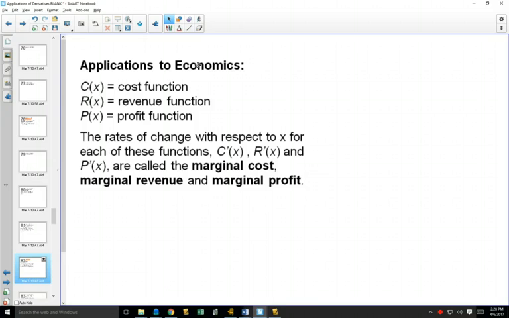Okay, so we're going to do some derivative applications to economics. Really simple, straightforward. We've got three functions. You've got a cost function, a revenue function, and a profit function. So the rates of change of each of those, the derivatives, are called the marginal cost, marginal revenue, and the marginal profit. So we'll look at, well, what do those mean and how do they apply?